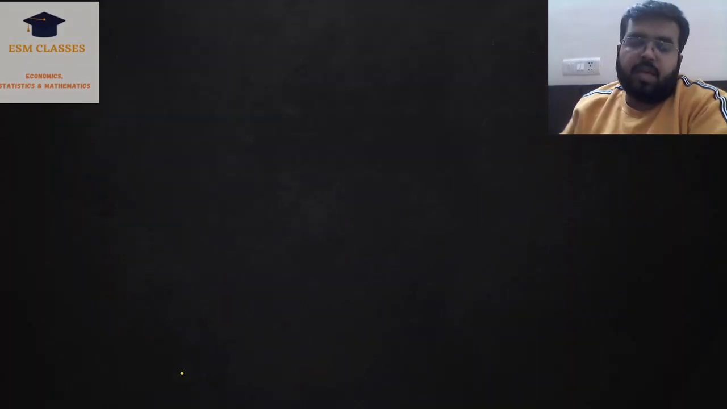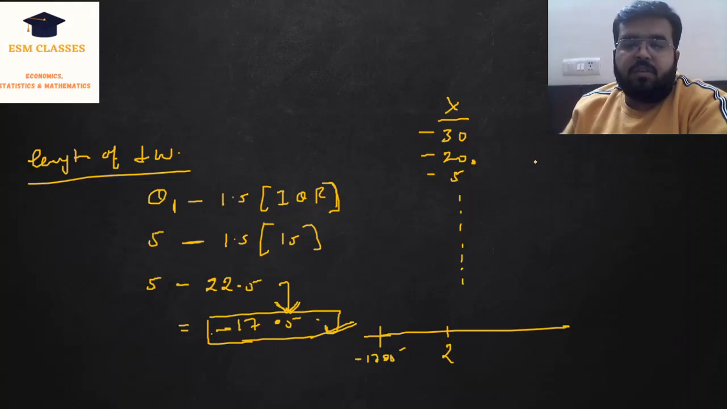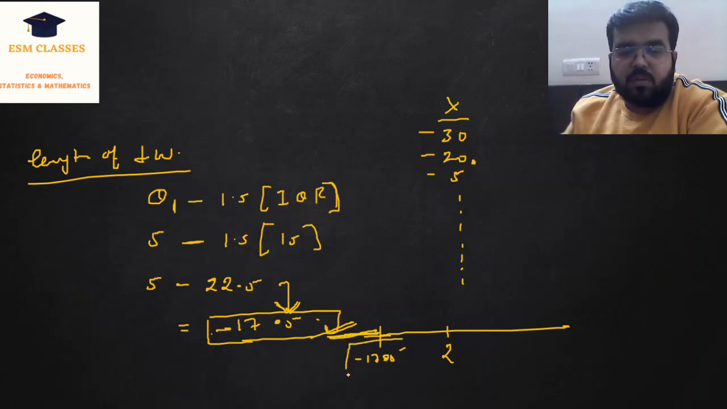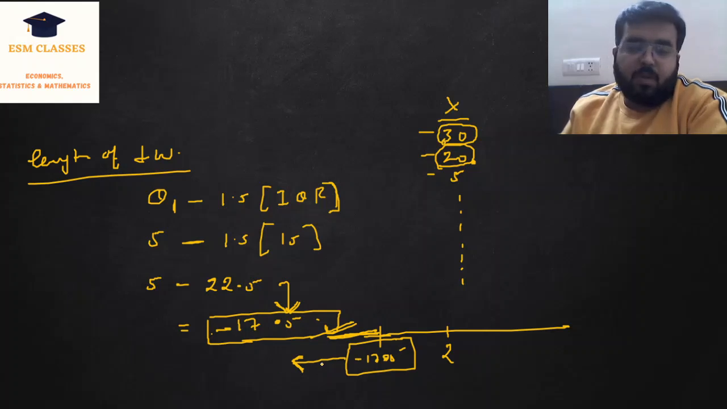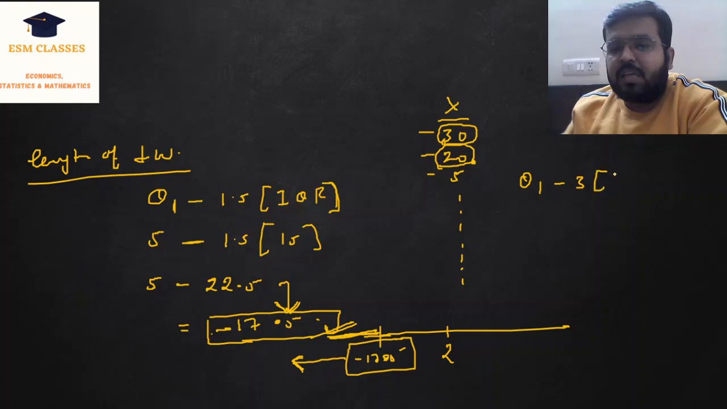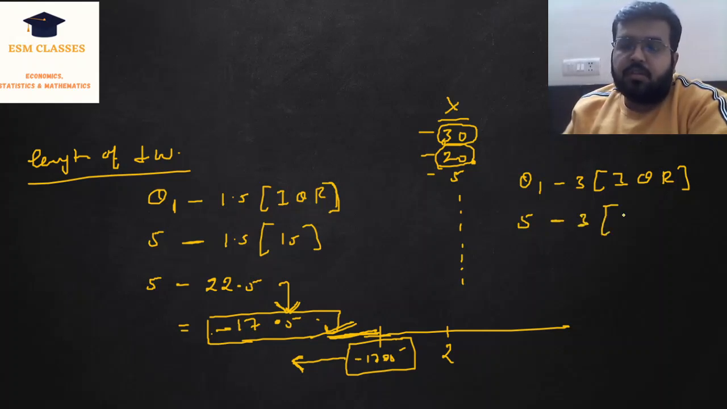Again, we need to find the outlier. The formula is any value which lies below this value. In this case, minus 20 and minus 30 are my outliers. But again, we can distinguish between outliers and extreme outliers. So please apply this formula Q1 minus 3 IQR, which is equal to 5 minus 3 into 15, that is 5 minus 45, and that is equal to minus 40.